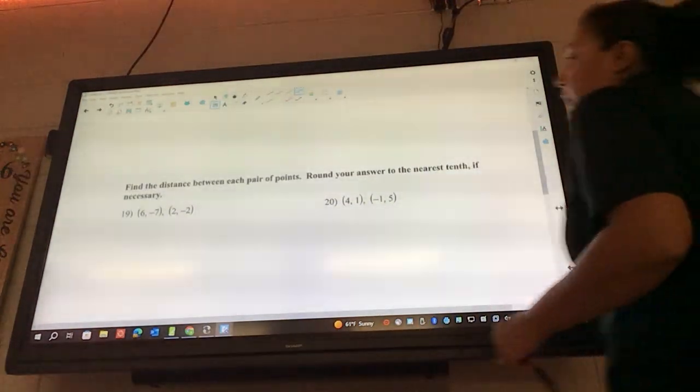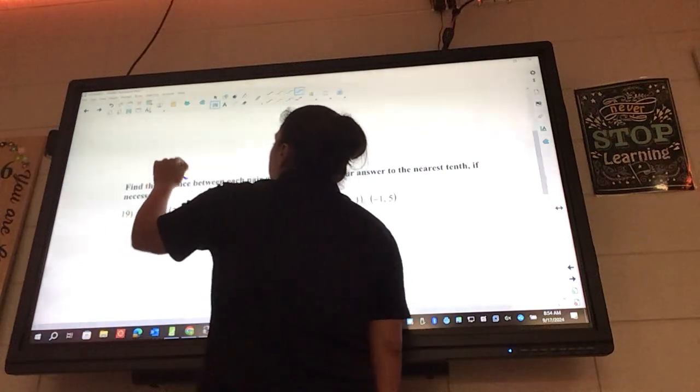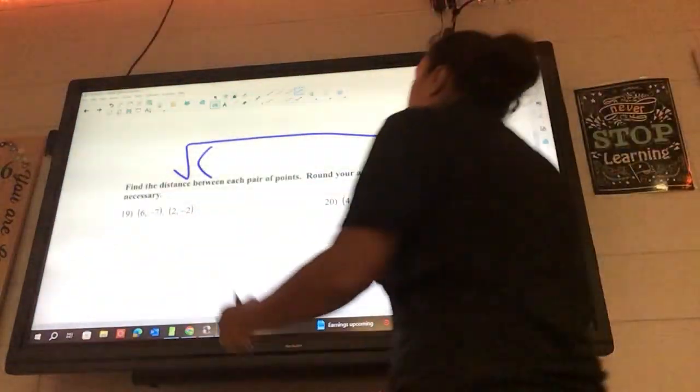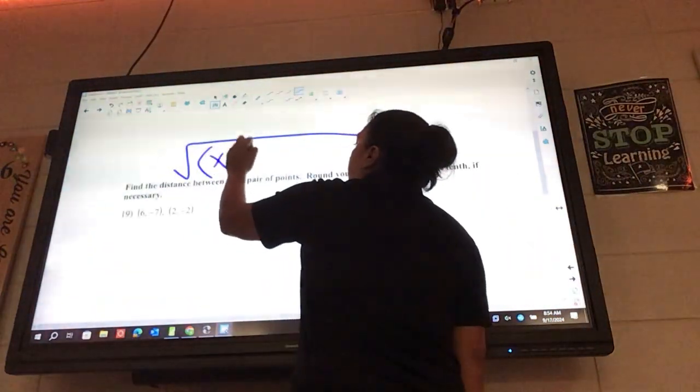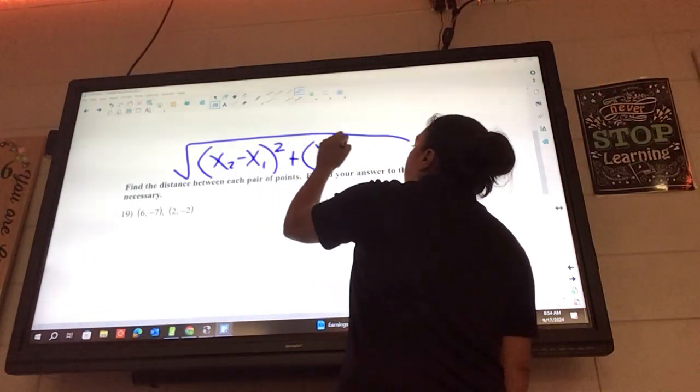I should have written this formula down. Okay, so this is the distance formula. Find the distance between the two points. Okay, it's really big. Don't write in pen, because I need to check it, but I'm pretty sure this is right.